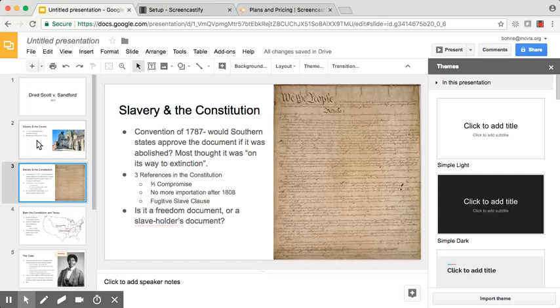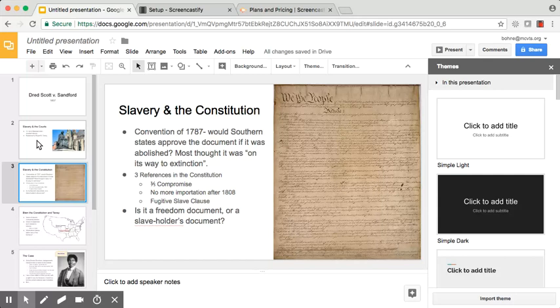So even at the convention, there were those who wanted to abolish slavery, but it wasn't really possible because our southern states would not have agreed to it if it abolished slavery, and you needed to get the Constitution going or the country would fall apart. So like, okay, we'll address slavery after. And really, they thought that slavery was on its way out the door anyway.